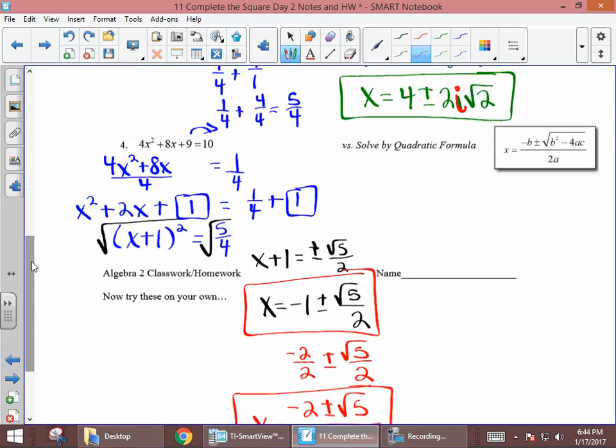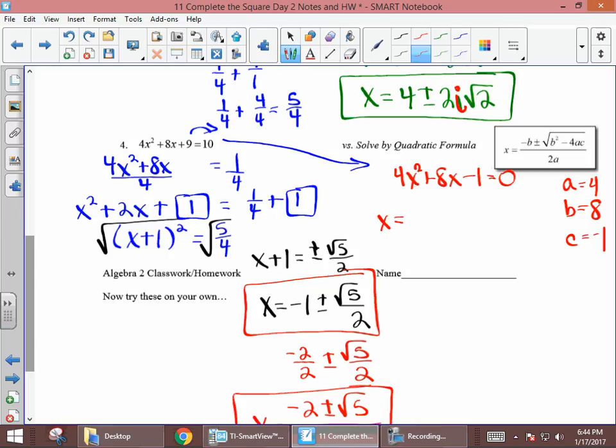Now, just so you can see it solved by using the quadratic formula, in this problem, it's got to be set equal to 0, so I am going to subtract 10 first. I'll go with red. I have 4x squared plus 8x minus 1 equals 0. In this problem, a is 4, b is 8, and c is -1.